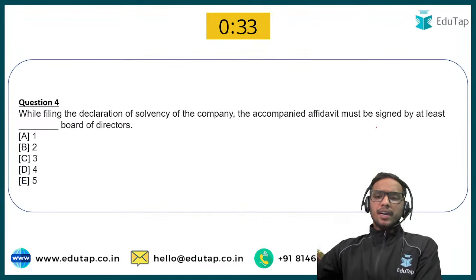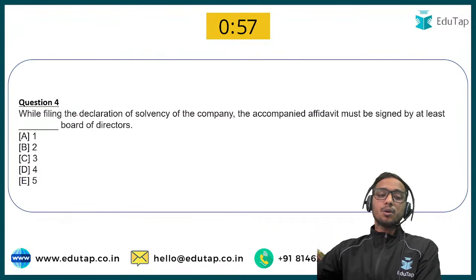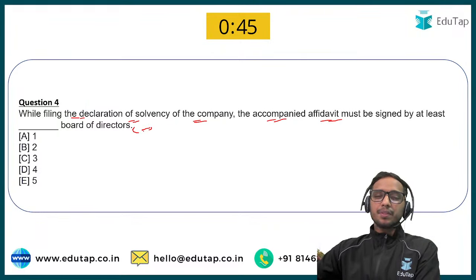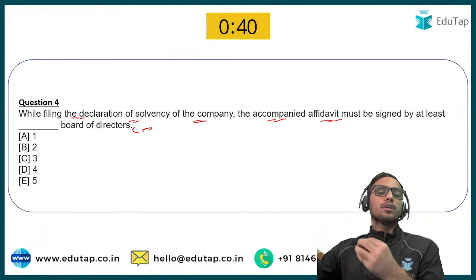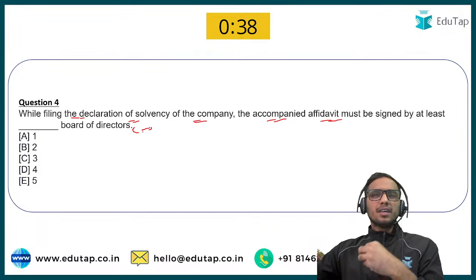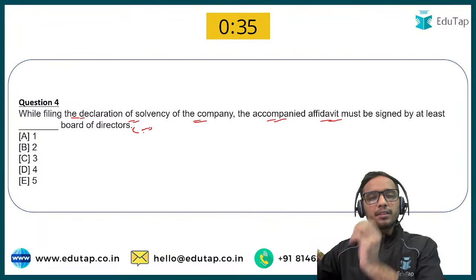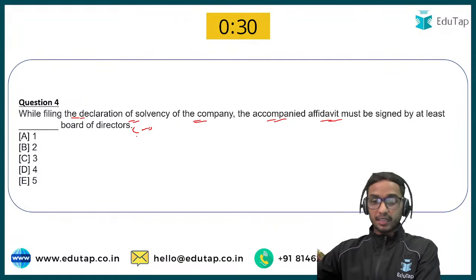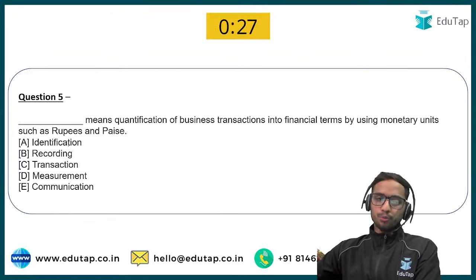Okay, let's move ahead with our fourth question that says, while filing the declaration of solvency of the company, the accompanied affidavit must be signed by at least dash board of directors. So nothing very technical here, pure theoretical question. You have to mug this up, right? So for filing declaration of solvency, the affidavit must be signed by 2 directors. So it must be signed by at least 2 directors. So the correct option would be option number B, directly 2, right?